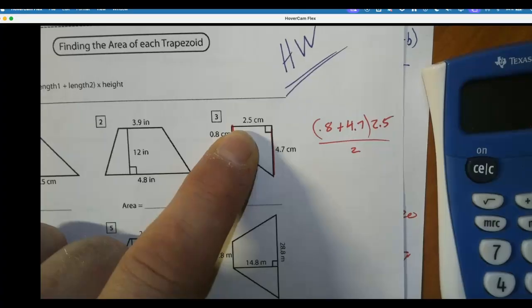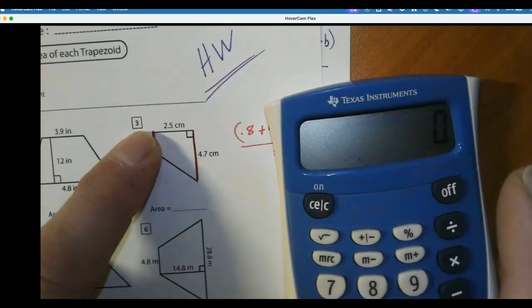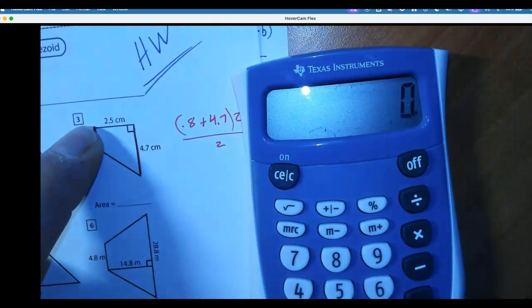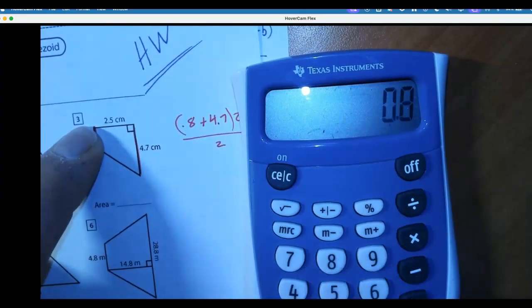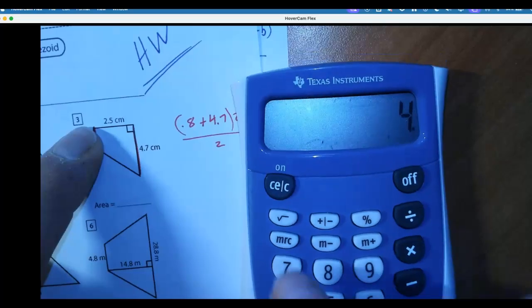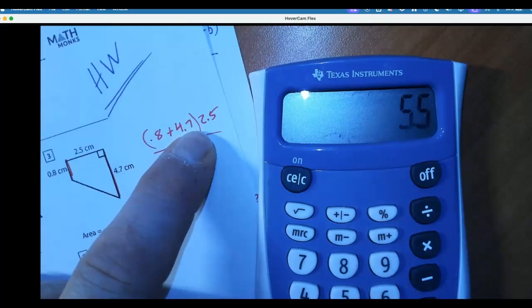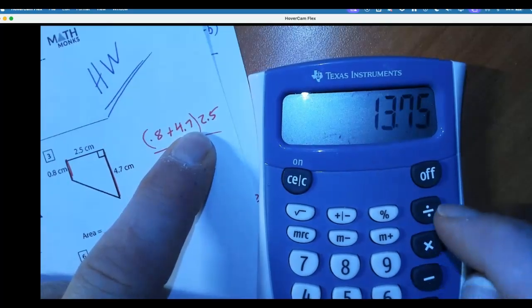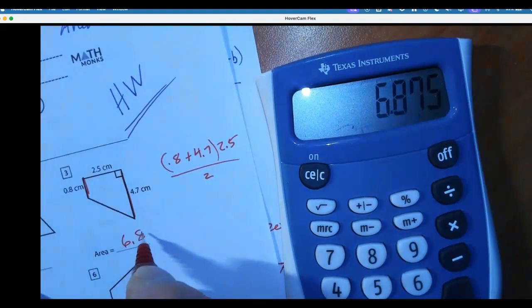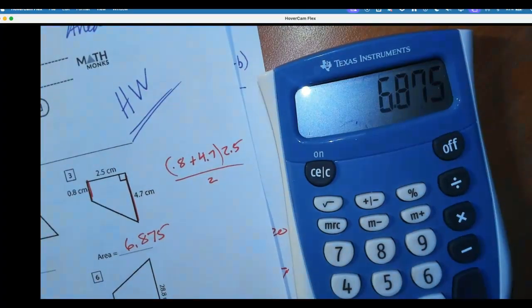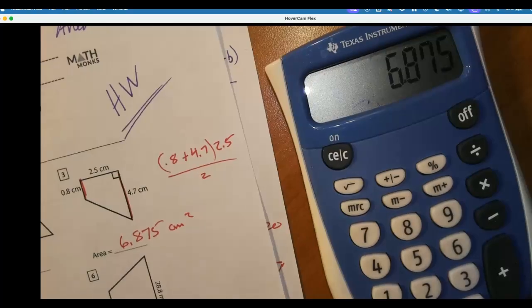We'll just do this one. I'll get it out of the camera so you can see it. 0.8 plus 4.7 equals 5.5. I'm going to multiply that times the height, 2.5. And I'm going to divide that by 2. The answer is 6.875 centimeters squared. Okay? Good luck.